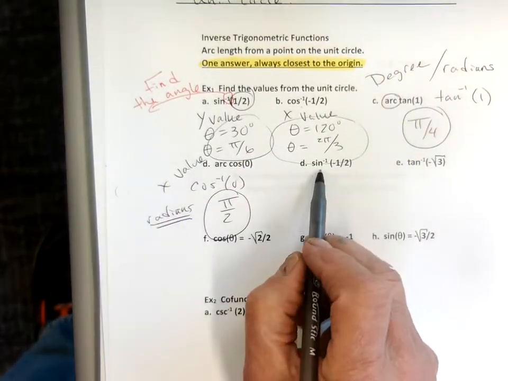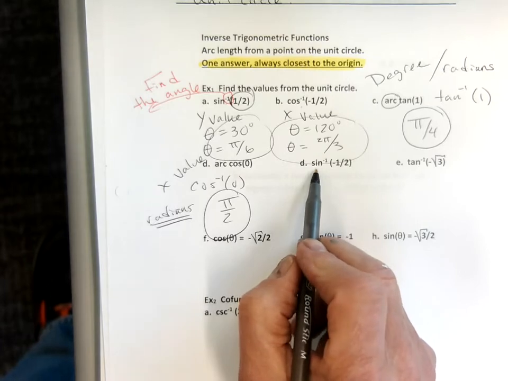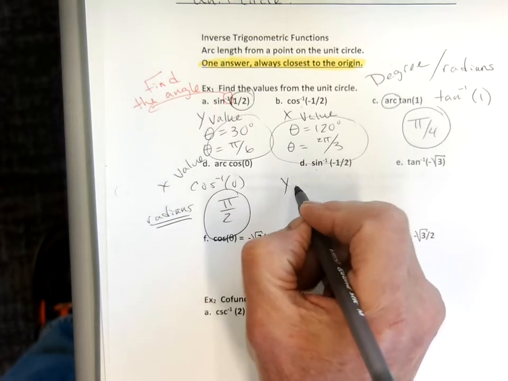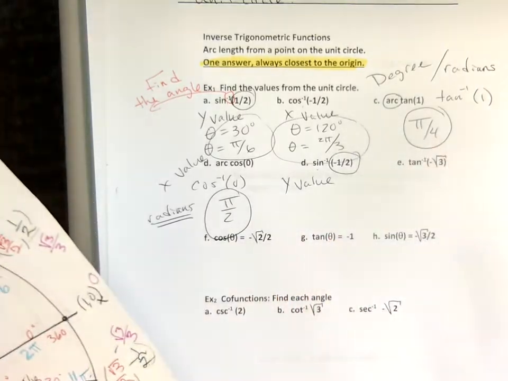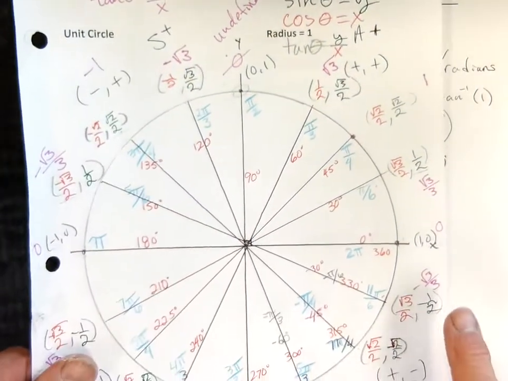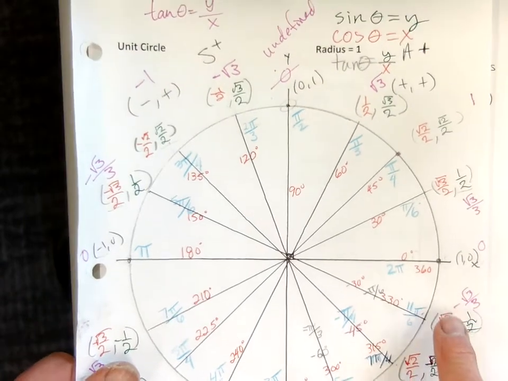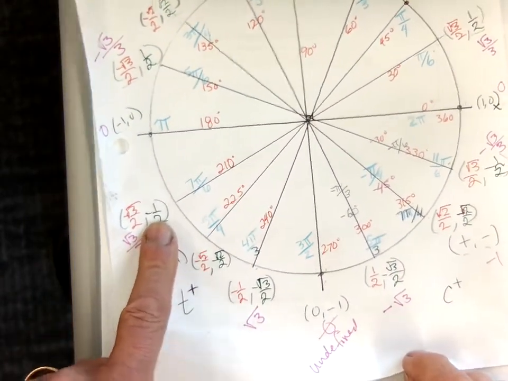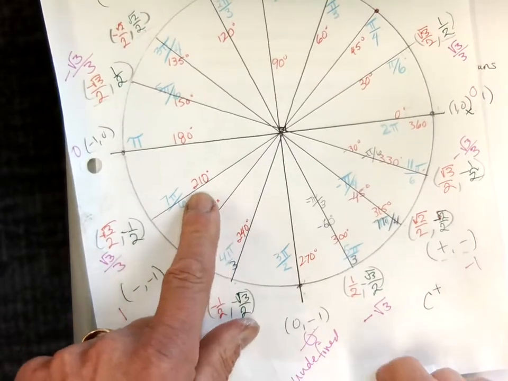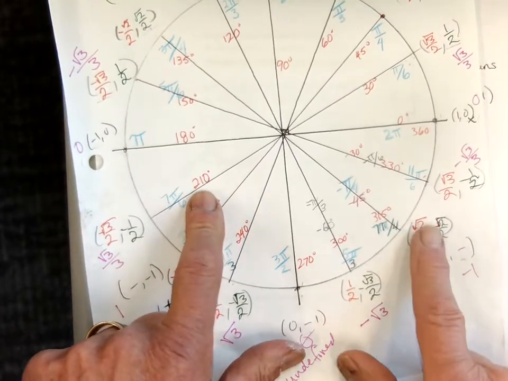Okay, now sine inverse. This is a little bit tricky, but if we're smart, we can get it. So we're looking for a y value of negative 1/2. Negative 1/2 is in two places. It's here at 7 pi 6. Oh, we'll do degrees first. Here at 210, or it's here at 330.